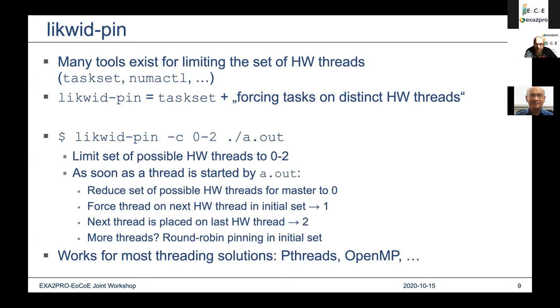If we look at the command, likwid-pin -c 0-2, you can also use commas for separation if you want, and then the executable. At first, it limits the set of hardware threads to 0 to 2, so the application can only run on those cores. As soon as a thread is started by the application, the main task is pinned to the first CPU in the set, so 0. Then the application threads are pinned to the next hardware thread in the set in a round robin fashion. So thread 0 is the master, gets pinned to 0. Thread 1 gets pinned to CPU 1, and the last thread gets pinned to CPU 2. If our application starts more threads than this, we do a round robin mechanism: we start at 0 again and pin the threads to the same cores.